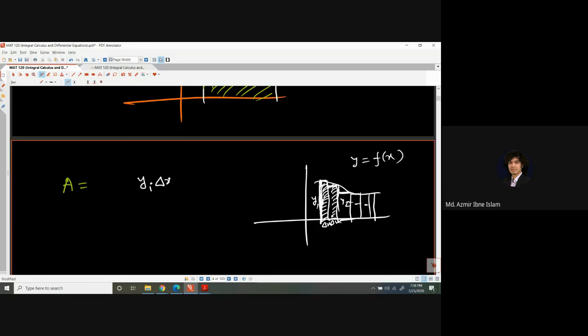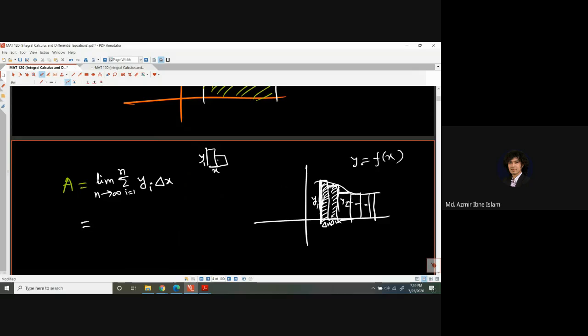So you know that the area for a rectangle is base into height. If we sum up all the rectangles' areas, we will get y1 delta x, y2 delta x, y3 delta x. Similarly we can go up to infinity. So we will get the exact area if it is possible to go from 1 to n, and n is approaching infinity.